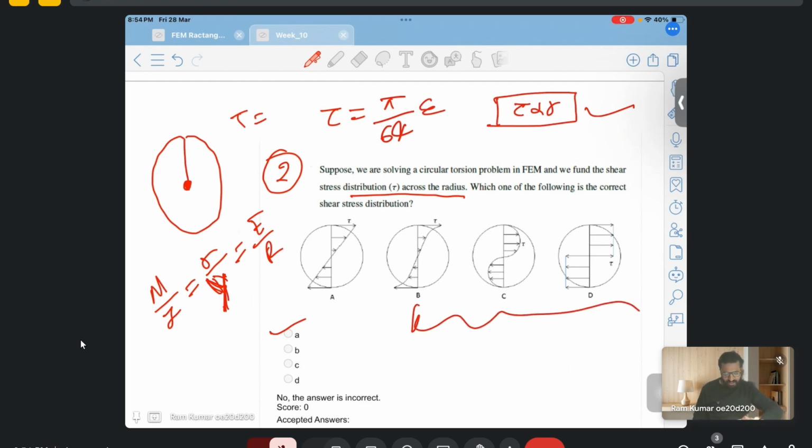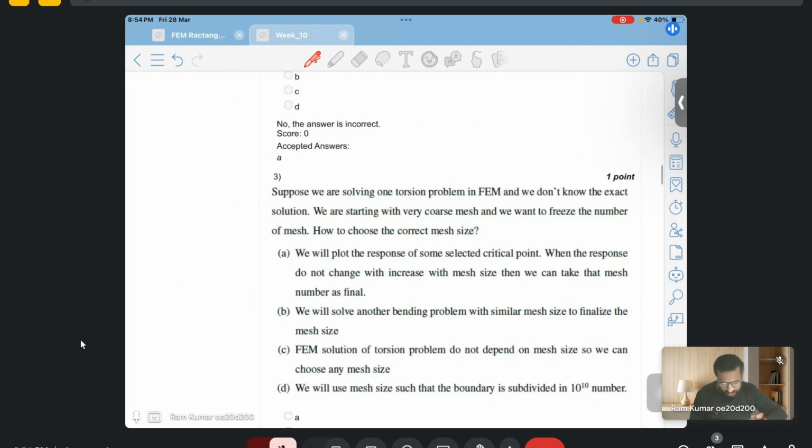Now coming to the type of question they are going to ask in your exam, not in depth. Now coming to this question: suppose we are solving one torsion problem in FEM where we don't have the exact solution. We are starting with a very coarse mesh and we want to freeze the number of mesh elements. How do we choose the correct mesh size? That one you have to solve. Do you want to guess?